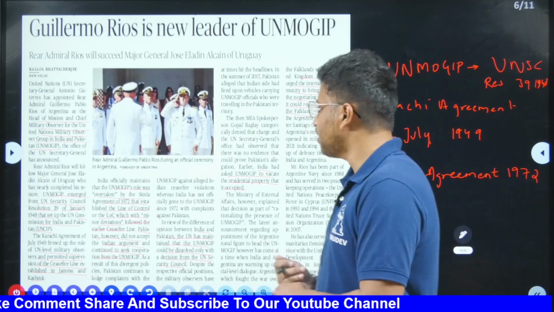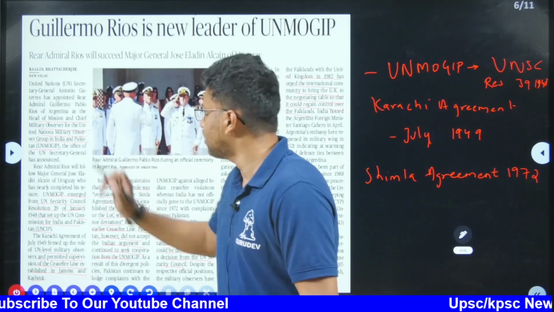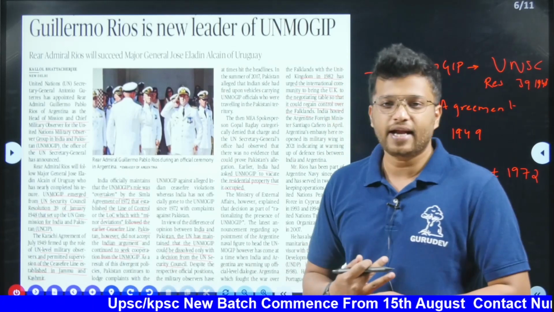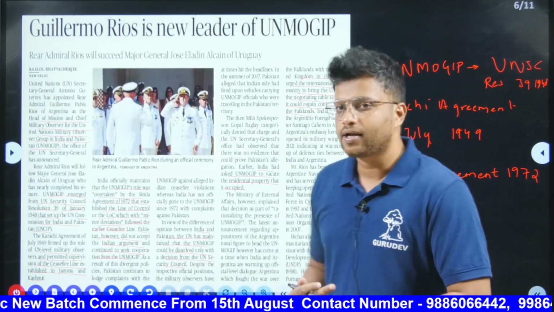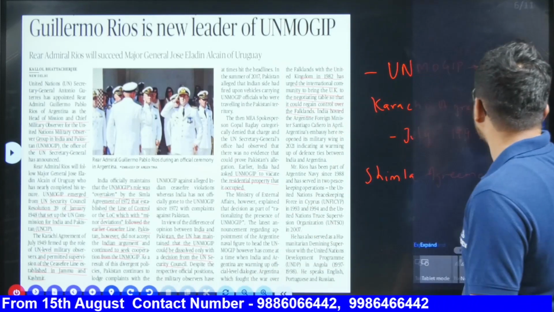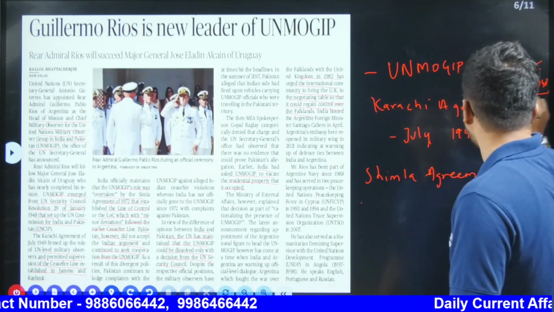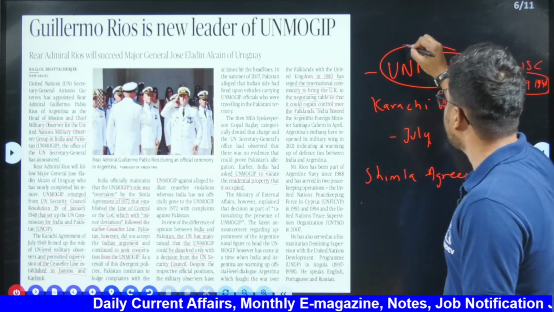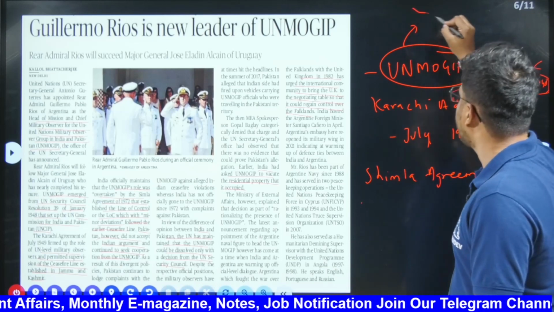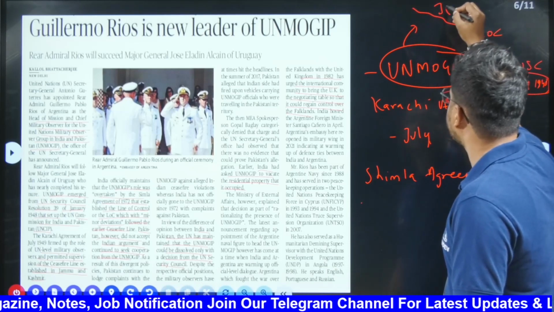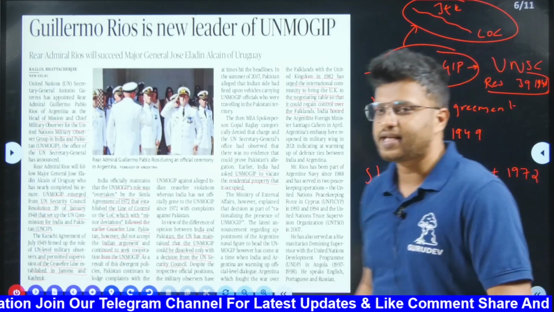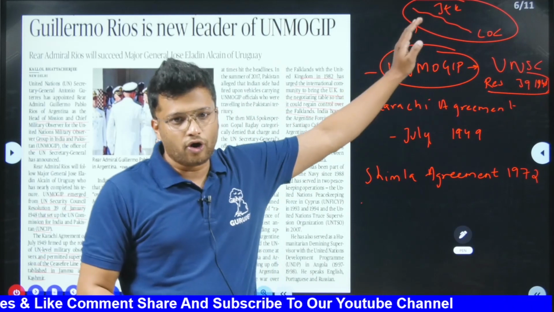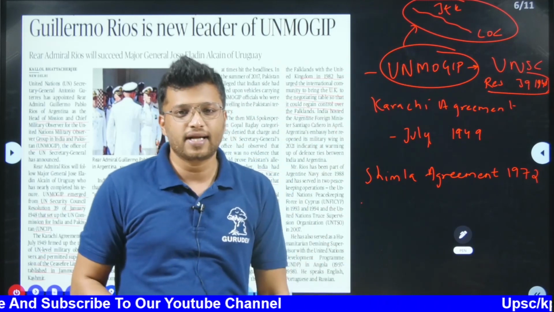The full form is the UN Military Observer Group in India and Pakistan. So what is happening is, UN under resolution 39 in 1948 declared that there will be a UN supervisor who will be looking after the LoC in Jammu and Kashmir. So under resolution 39 in 1948, it was decided that there will be a UN observer looking after the LoC.